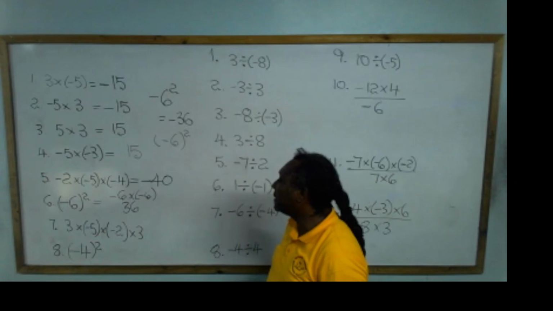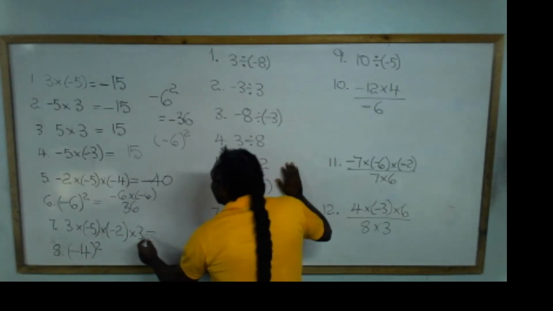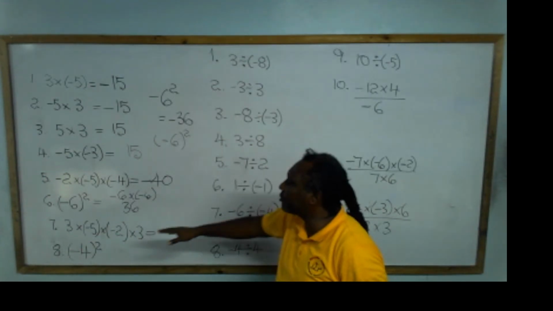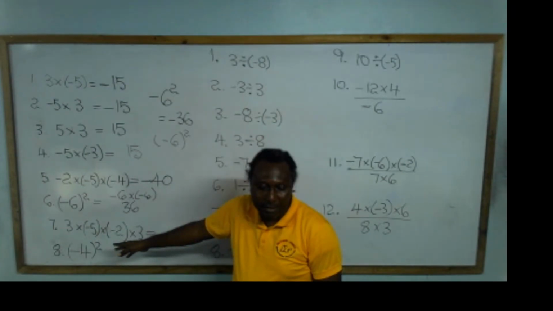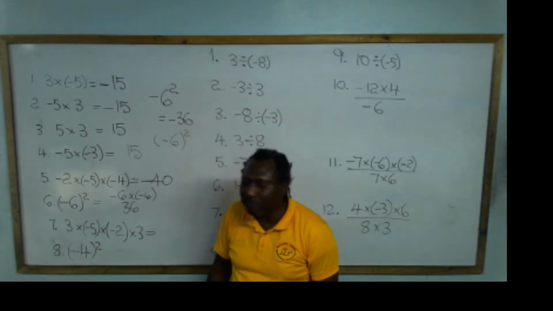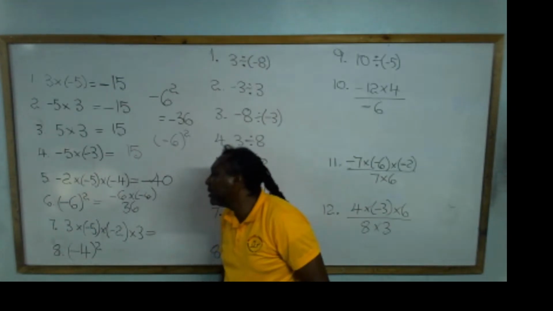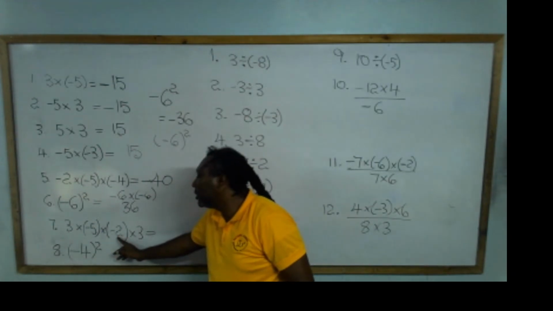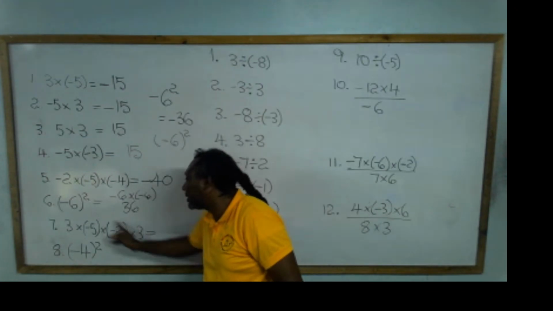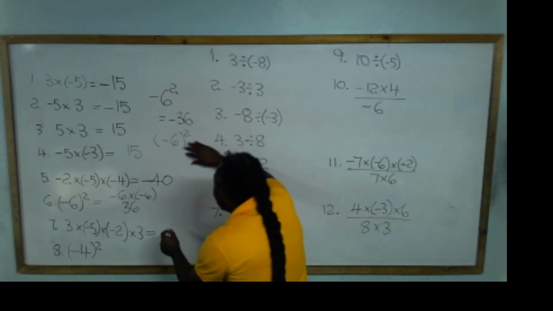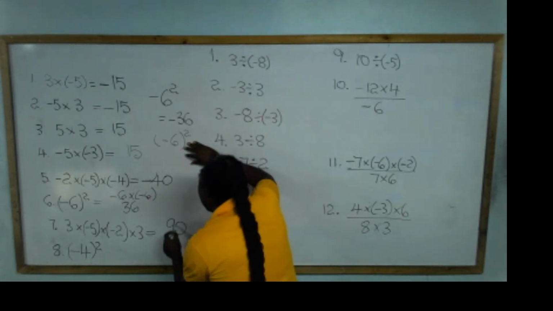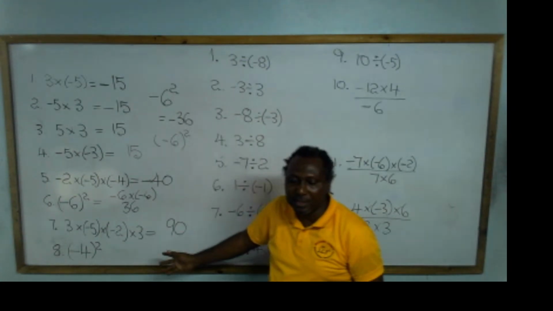Students, if you have a string of numbers to multiply, don't do it randomly. Look for something that makes it simple, like multiplying the 5 by the 2. If you multiply the 5 by the 2, you get 10, and then the 3 times 3 is 9. So that's 90. And do not forget that we already settled that the answer is going to be positive.